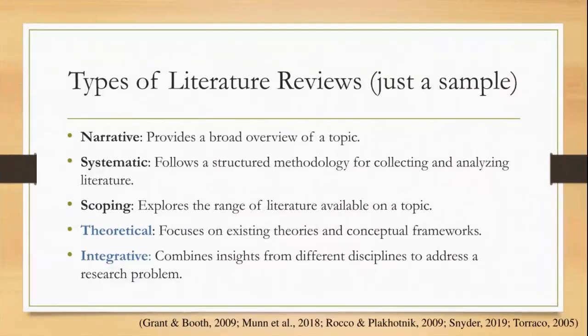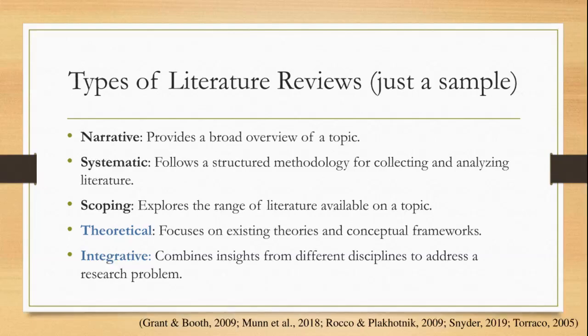And I want to really narrow it down to the top five for you guys. The first one is a narrative, which provides a broad overview of a particular topic. The next one is systematic, where it uses a structured methodology to collect and analyze literature. So think about this as your meta analysis. Next one is scoping. So it's like exploratory papers that examine a whole bunch of literature on a particular topic.